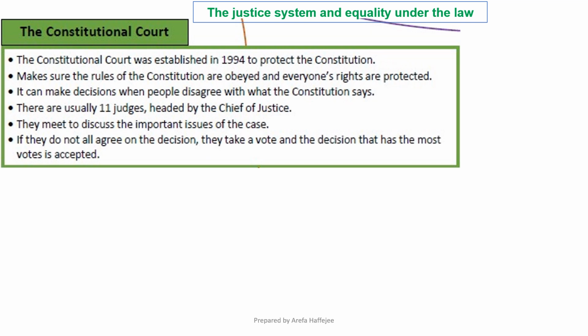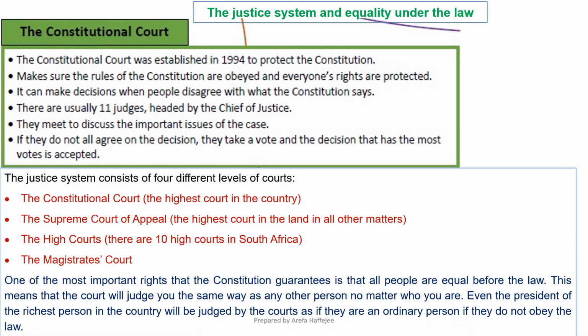They make decisions about people when they disagree with the Constitution. It is basically made up of 11 judges and it's headed by the Chief Justice. They meet to discuss important cases. Now, if you do not agree with a decision made in another court, then they take a vote, and the side with the highest votes, that decision is accepted.